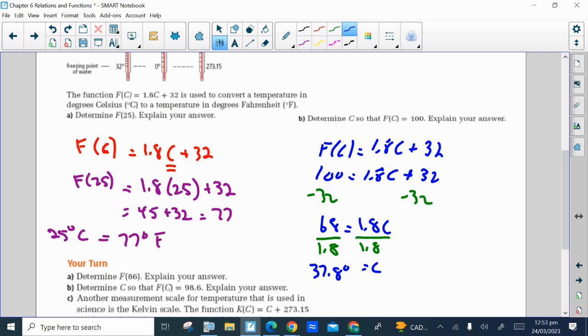So what does this mean? Well, f at C is the degrees in Fahrenheit. So what this means is that 100 degrees Fahrenheit is equal to 37.8 degrees Celsius.